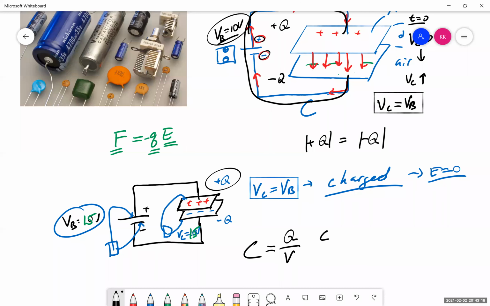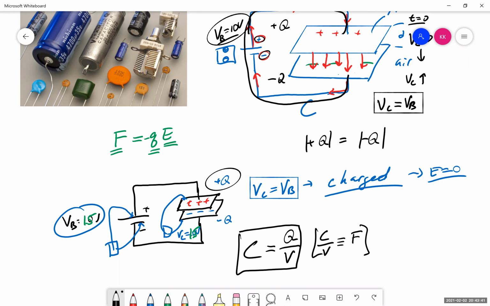The units are coulombs per volt, but we define this to be the farad, F for the farad. So this is basically the unit for capacitance. The capacitance can be calculated as the ratio of the charges divided by the potential difference between the plates. So the charges accumulated on the plates divided by the potential difference. So Q over V.